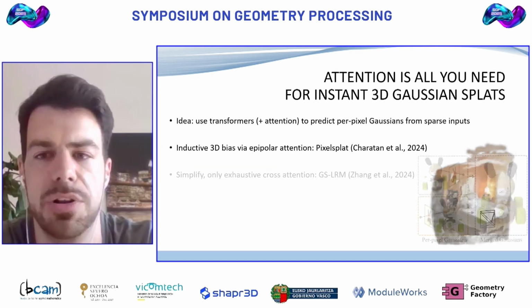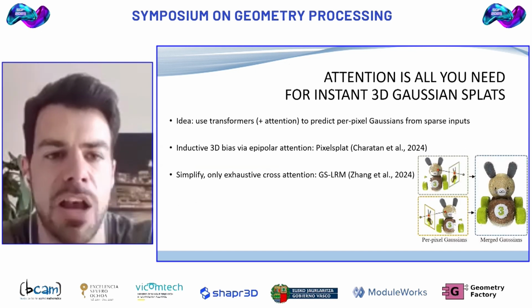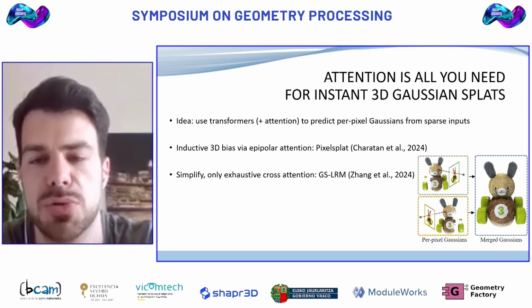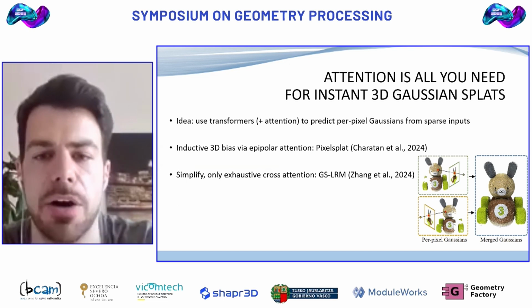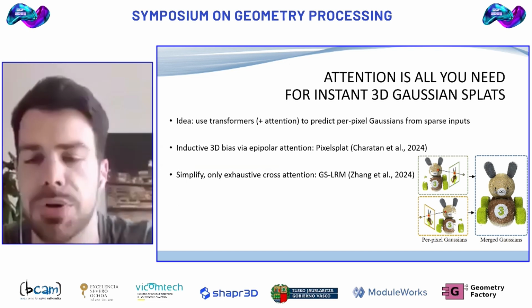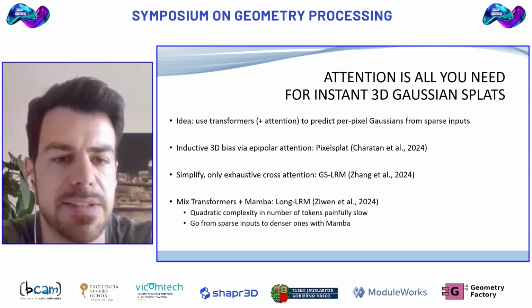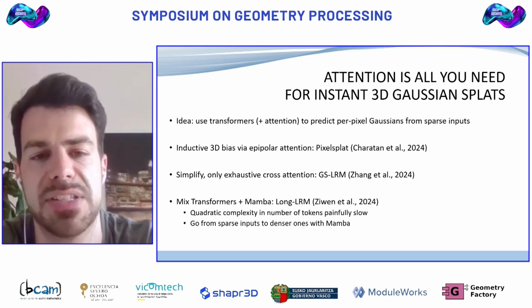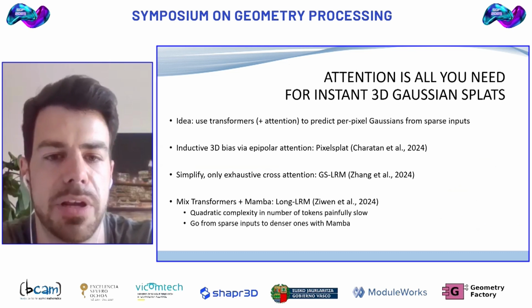We also have the method of using cross attention and only exhaustive cross attention without any epipolar attention, which was used in GS-LRM, which again worked very well for small setups of 2 to 4 images and would basically produce in a forward methodology without any real optimization, merged Gaussians and very nice Gaussian models for small individual objects. And the recent extension to this line of work was the mixing of transformers and the lessons learned from Mamba in the space of large language models, which was called LongLRM.